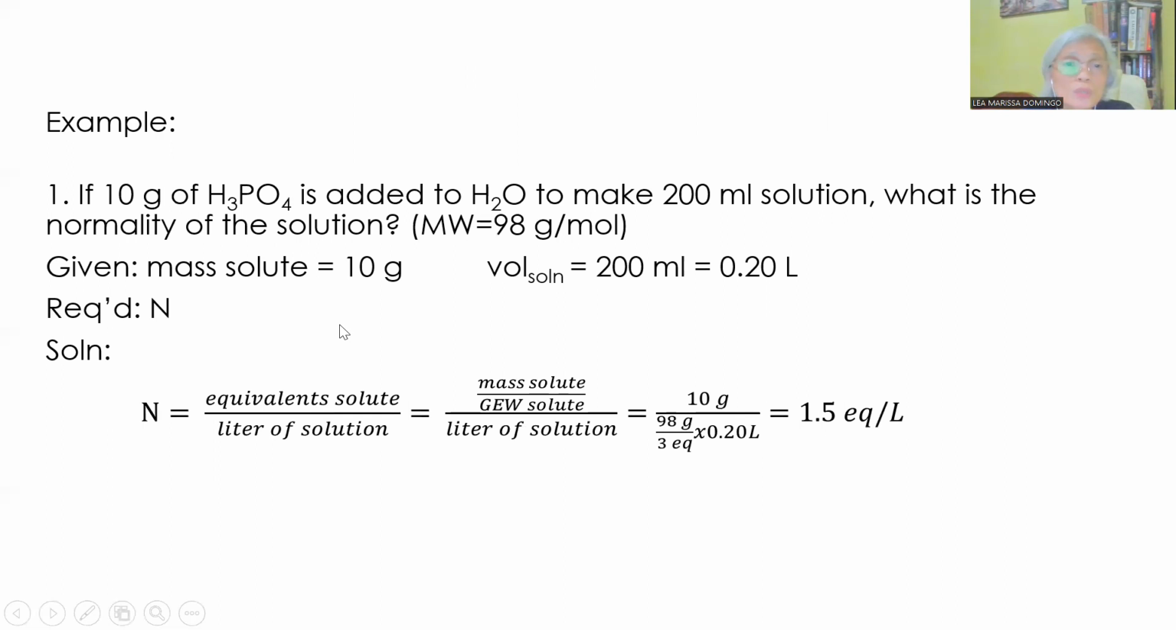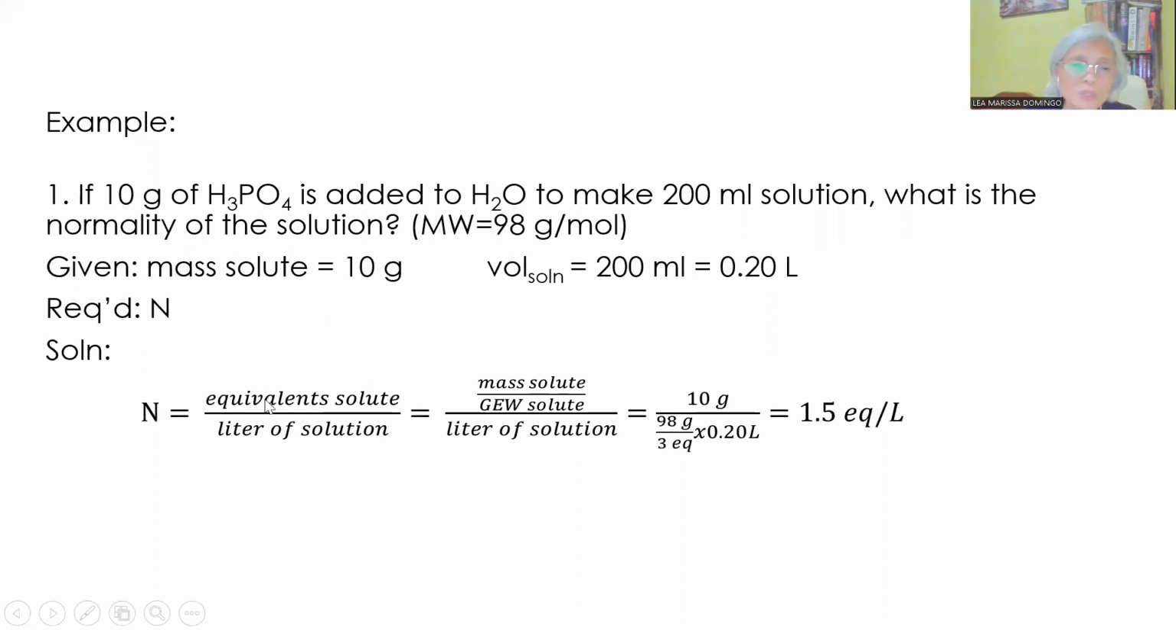Okay? So example, if 10 grams of phosphoric acid is added to water to make 200 ml solution, what is the normality of the solution? Molecular weight of phosphoric acid is 98 gram per mole. So given mass of solute is 10 grams, our solute is phosphoric acid, volume of solution is 200 ml or 0.2 liter. We are required to solve for the normality.